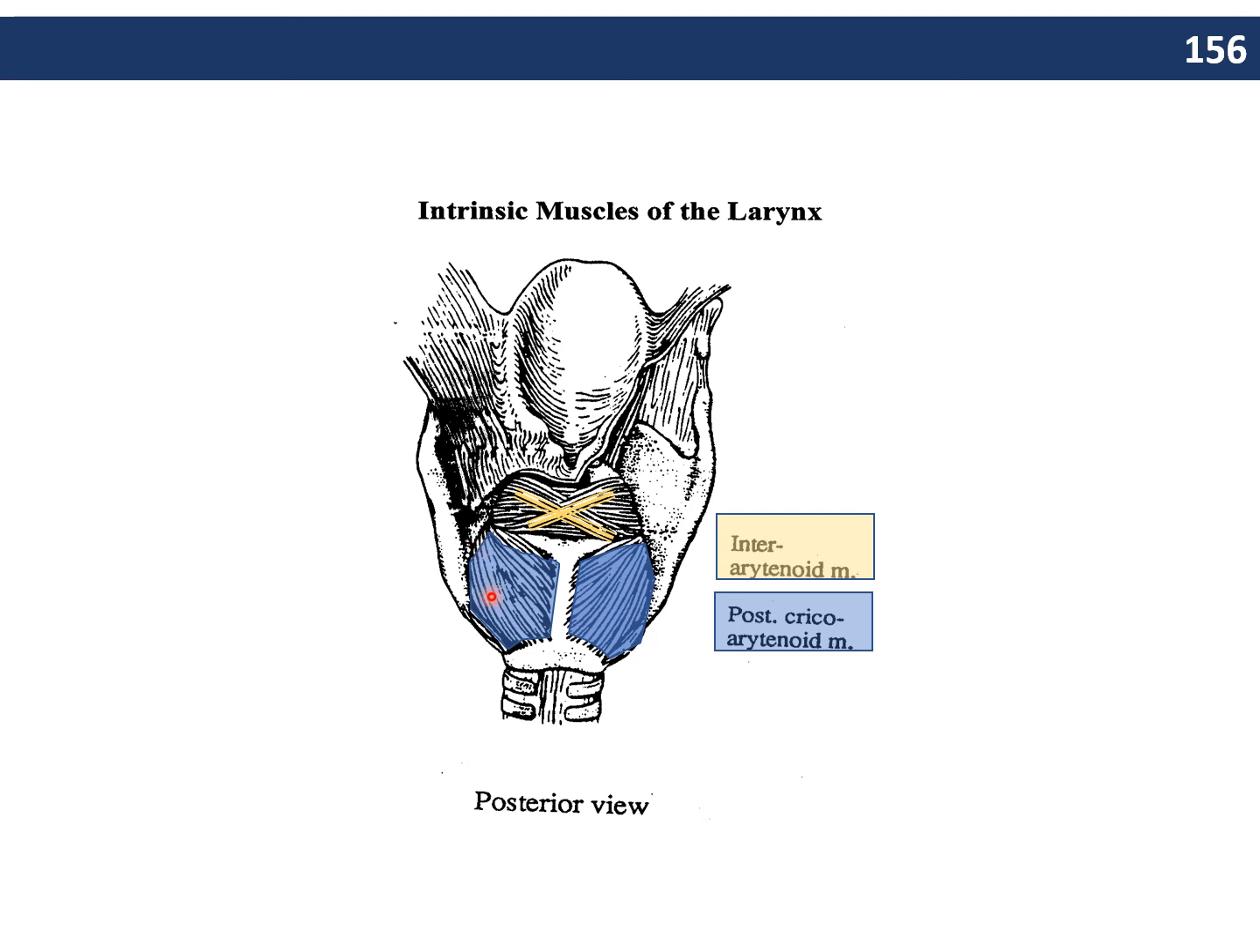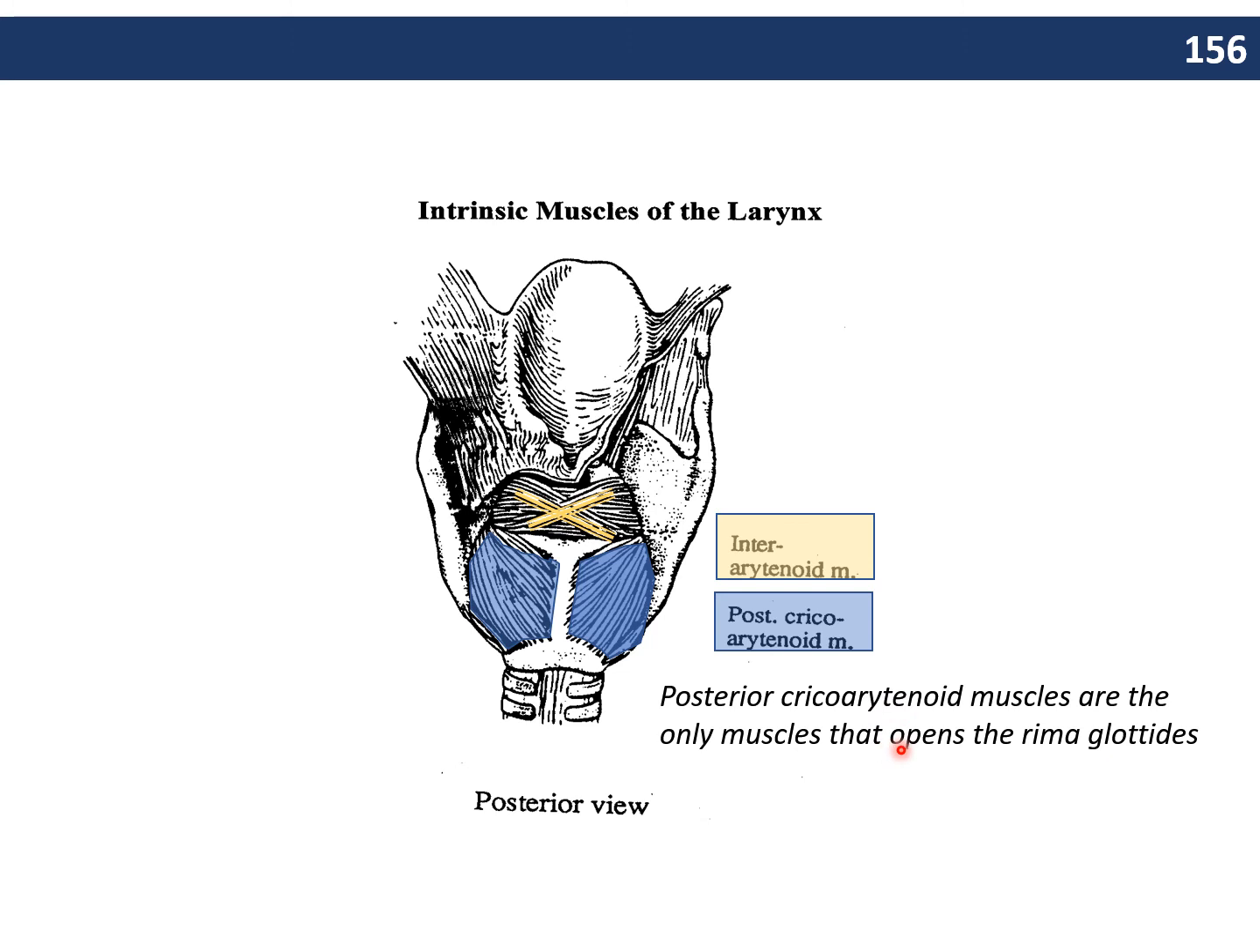The posterior cricoarytenoid muscles attach on the lateral parts of the arytenoid cartilage, and they turn the anterior parts of the arytenoid cartilage. They are the only ones that open the rima glottis because of how they are positioned, how the attachment of these posterior cricoarytenoid muscles are positioned on the lateral sides of the arytenoid cartilage. So they're the only ones that open the space between the vocal ligaments.